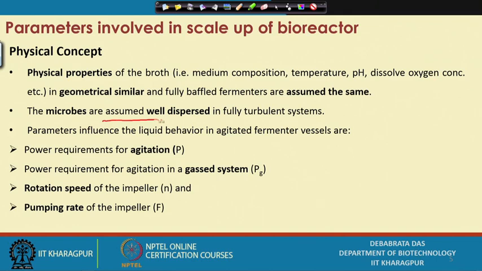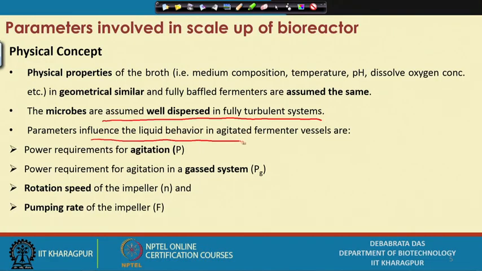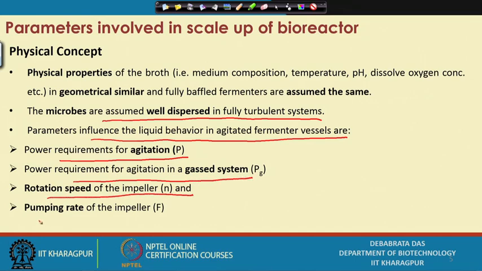The microbes are assumed to be well dispersed in a fully turbulent system. So we know the microorganisms are an insoluble mass, and they should be well dispersed so that the substrate can freely interact with the microorganism and give the product. Now, the parameters that influence the liquid behavior of the agitation vessel are: the power requirement by the agitator, the power requirement of the agitator with gas system, the rotational speed of the impeller and the pumping rate of the impeller. So there are several parameters that play an important role during this process.